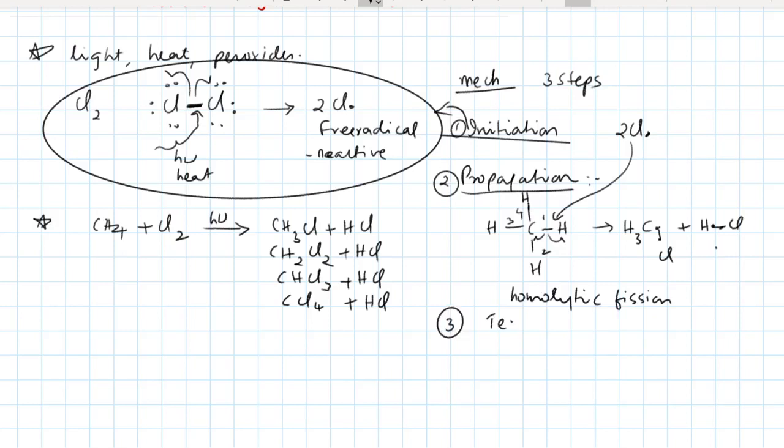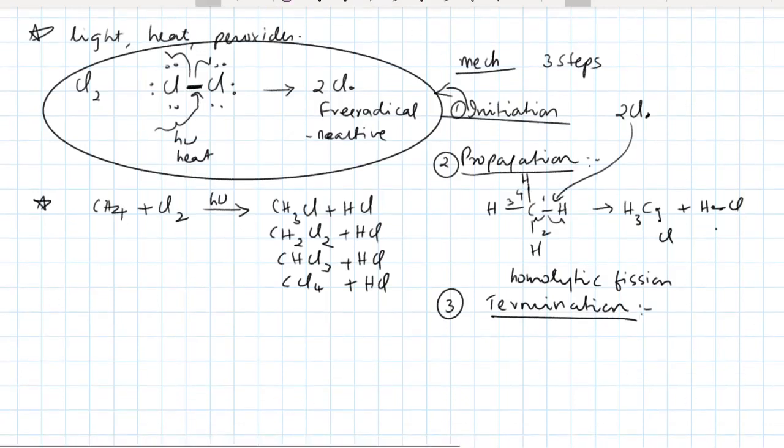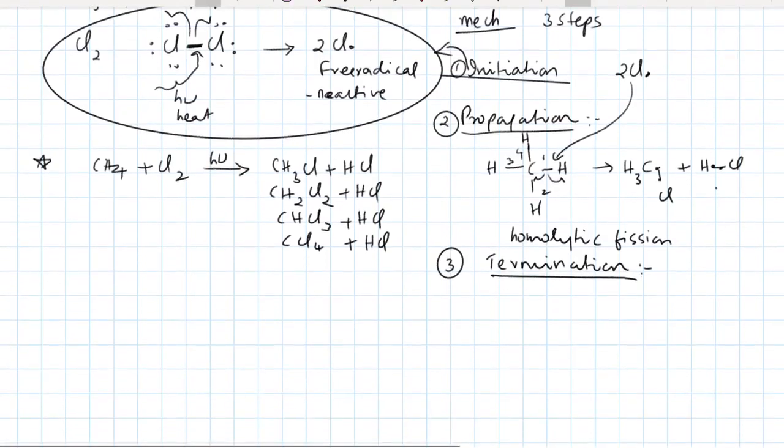The last step, the third step, is the termination of the chain reaction. This chain reaction will be terminated when all the methane has reacted and no more methane is present. Then whatever chlorine free radicals are left over will combine with themselves to form Cl2. Once the Cl2 is formed, the reaction will stop, and the chain termination happens at this position.